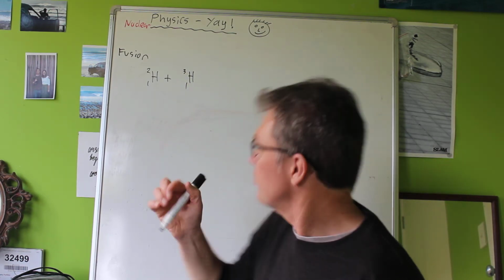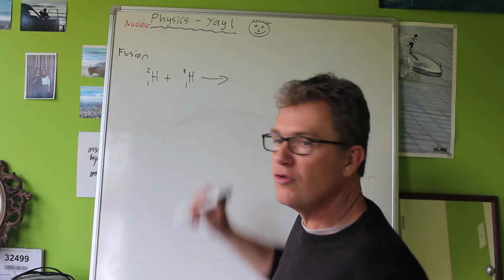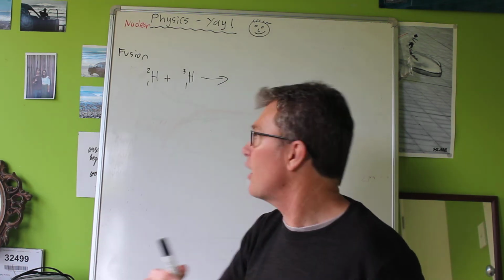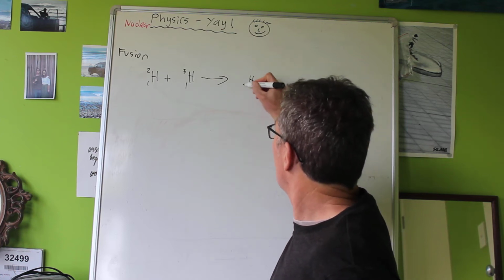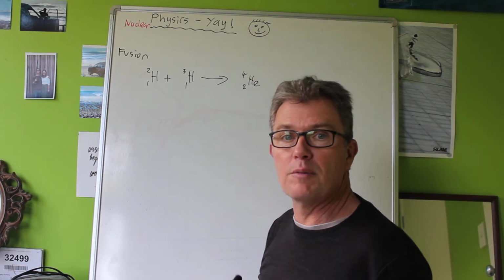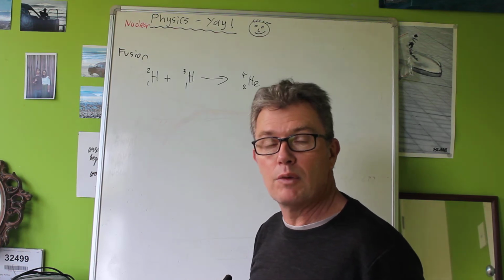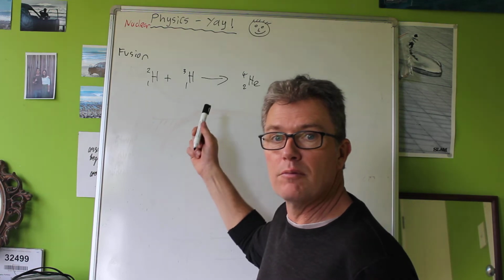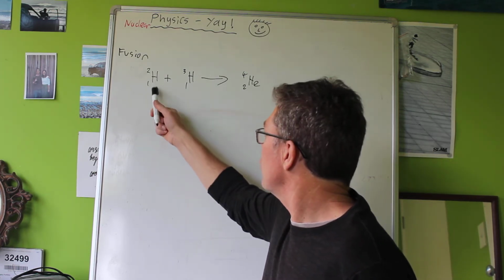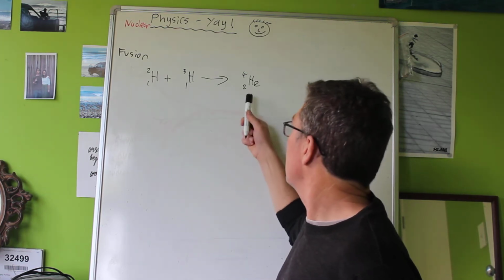Anyway, the two of them together fuse. Now fusion means fusing together. If you put them together, you get a whole new element called helium. We know all about helium. Atomic number 2: hydrogen, helium, lithium, beryllium, etc. So 2 hydrogens together fuse to give you helium.